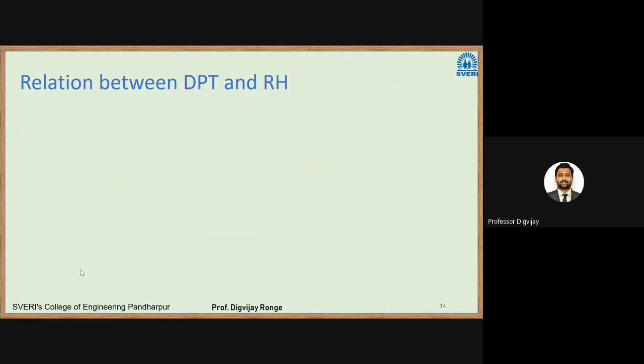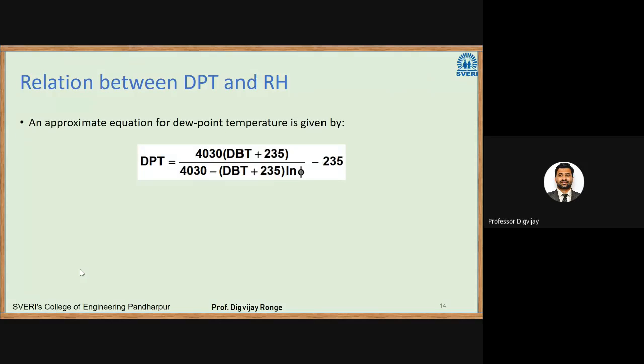Next is the relation between DPT and RH. DPT is dew point temperature and relative humidity is RH. There is an approximate equation for dew point temperature. It is a relation between dew point temperature and relative humidity. So this is the equation given for the dew point temperature and relative humidity.